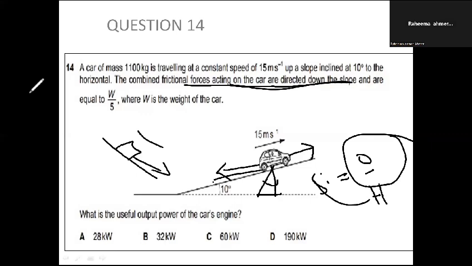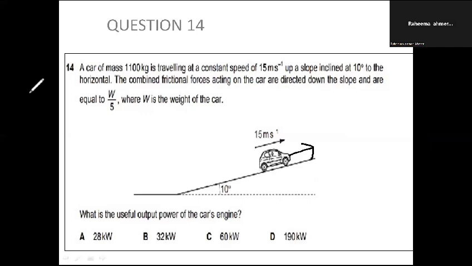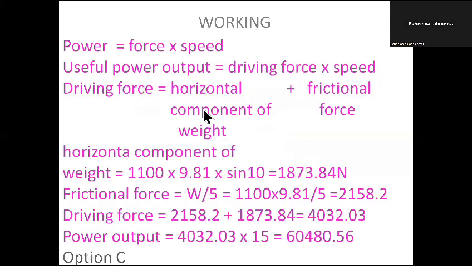So now let's move on. I have already done the working for you, so let's check on that. Power is equals to force into speed. You already know this equation. Useful power output is equals to driving force into speed. Driving force we have to find, and speed we already know, which is 15 meter per second. So driving force is equals to horizontal component of the weight plus the frictional force. Now to find the horizontal component of the weight, I have already explained that you have to multiply the weight by sine theta, which is 10 degree provided to us.